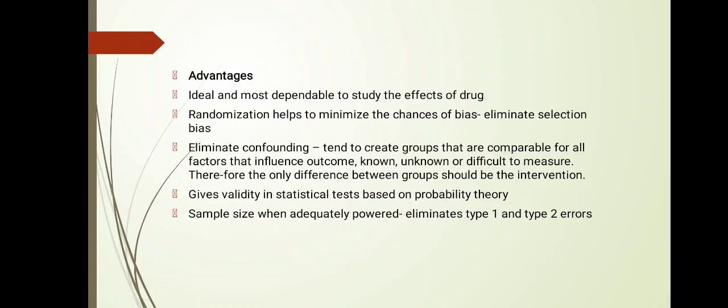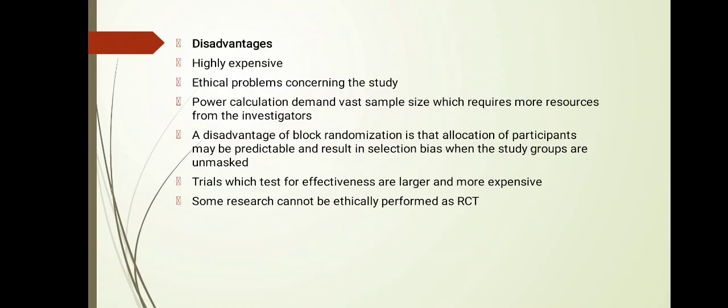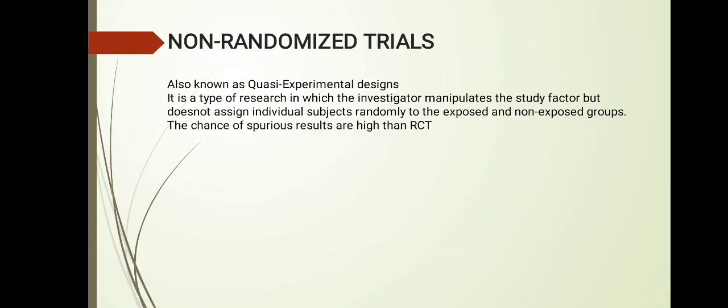Advantages: the ideal and most definitive study of the effect of a drug. Randomization helps to minimize the chances of bias and selection bias. Disadvantages: it is highly expensive, and there are ethical problems conducting these studies. Trials which test effectiveness are large and more expensive. Some research cannot be ethically performed in humans.